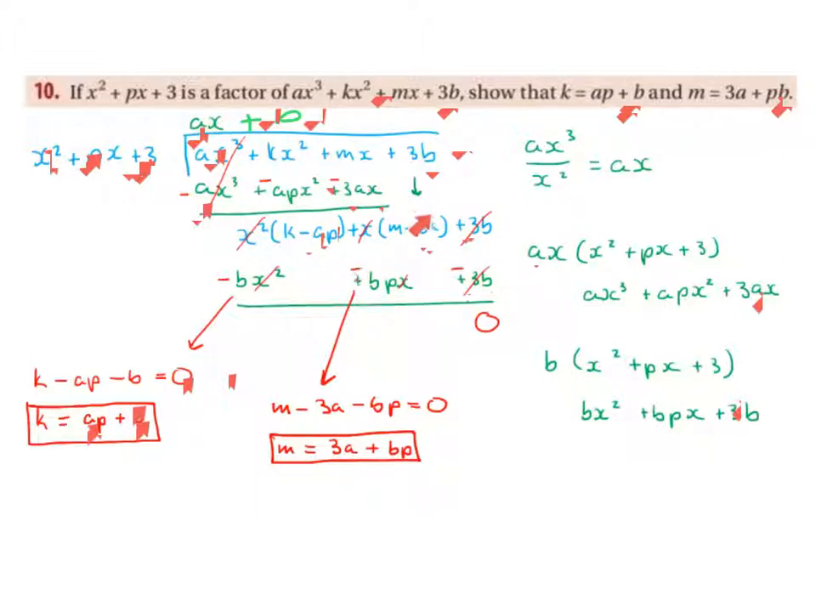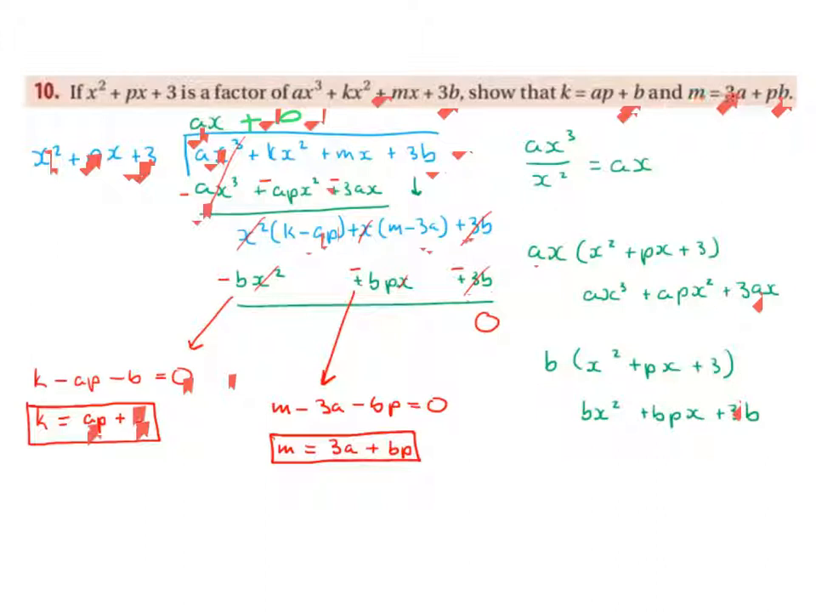Then we do the same with these two terms. So we forget about the x's, they cancel out. And m minus 3a minus bp is equal to 0.